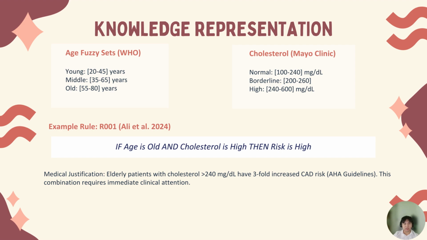So we can see the rules here. Why does it make medical sense? The justification is that patients with cholesterol levels higher than 240 milligrams per deciliter have a threefold increase in coronary artery disease, according to the American Heart Association guidance. These rules make up the back end, so the doctor can actually see the rule and the medical justification, and this is how we ensure transparency.